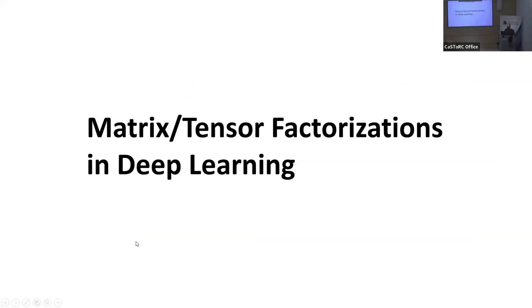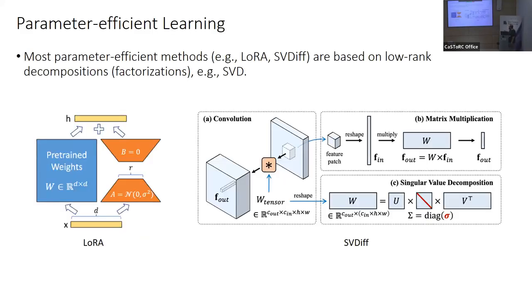So finishing, I'm going to give you some small examples on how matrix and tensor factorizations are used in deep learning. So to bring together these two elements that I discussed. Firstly, most of the parameter efficient fine-tuning methods that are out there rely on matrix factorizations or tensor factorizations. For example, low rank adaptation of large language models, LoRA, and another recent paper called SVDiff, essentially do low rank decompositions on the weights of the model.